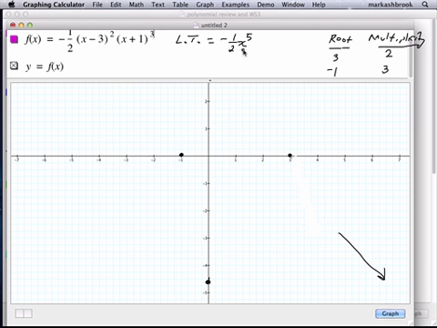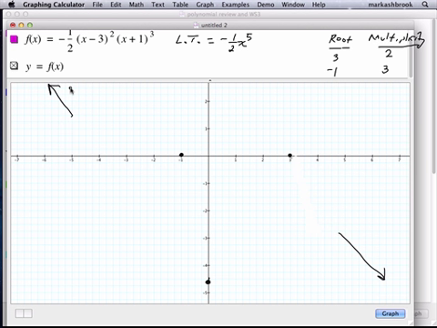As x gets very, very large negative, what will x to the 5th do? It'll always be negative, but then we're multiplying by -1/2. So, positive. That's our end behavior. As x goes to positive infinity, f will go to negative infinity. As x goes to negative infinity, f will go to positive infinity.